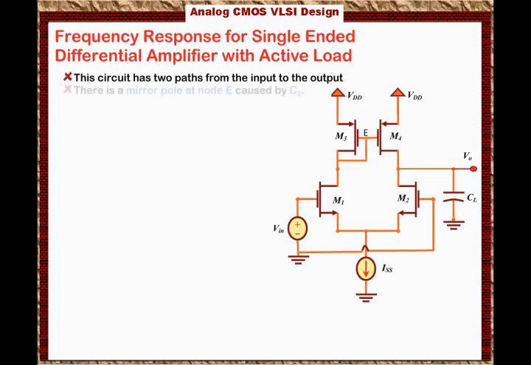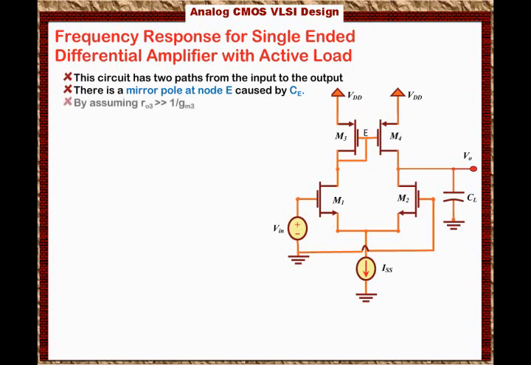So as a result, there is a mirror pole at node E caused by CE, which means that there is a capacitance at the gate of M3 and M4. This capacitance causes a pole for the overall gain of this amplifier, because there is a path that will flow through this node from the input to the output.